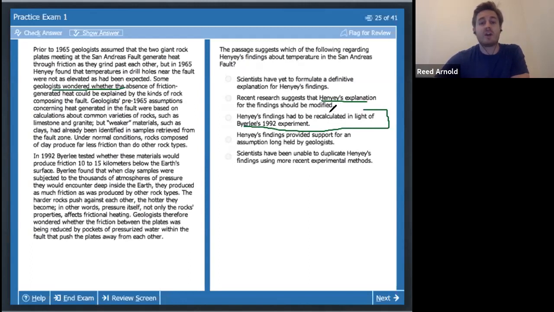Hinyi's findings are not wrong. I mean, they might be, but that's not the point of this passage. The point of this passage doesn't say the measurements Hinyi got were wrong, so we need to recalculate them. Just because we can't explain why Hinyi's findings are true does not mean we need to recalculate those findings. They're still true. We just don't know why. That's why A is correct.